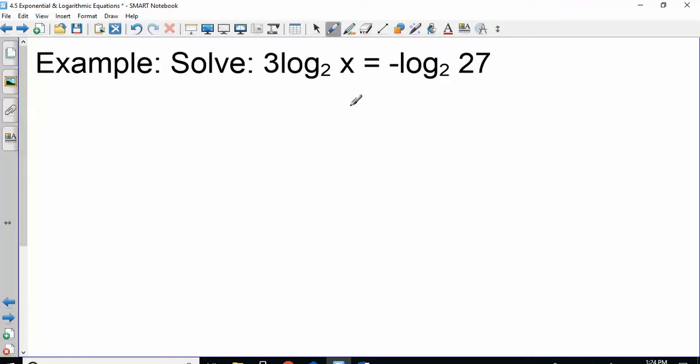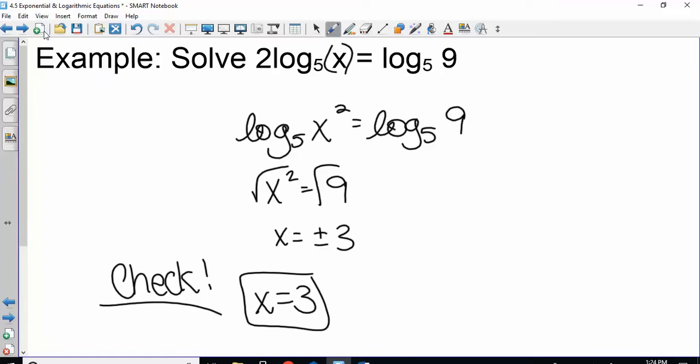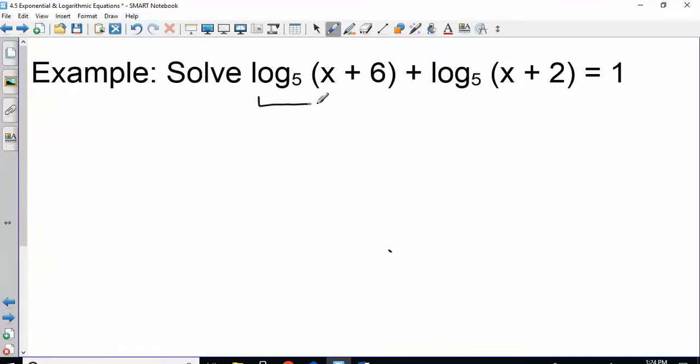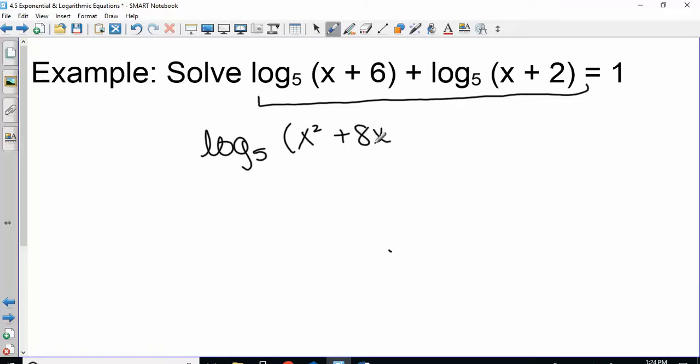So on this one, we had 2 terms and they both had a log. So on this one, not only do I have 2 logs on this side, but I also have a 1 out here that doesn't have a log at all. Think about your properties of logs. If your logs are added, how can you put them together? Multiply. So I have to take x plus 6 times x plus 2. Can I go ahead and FOIL that? So I get x squared plus 8x plus 12.